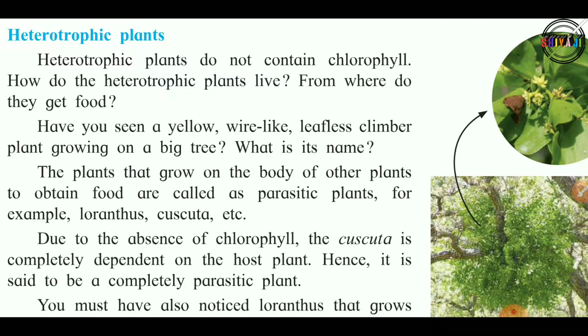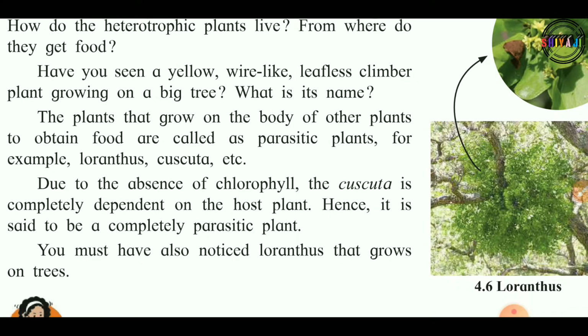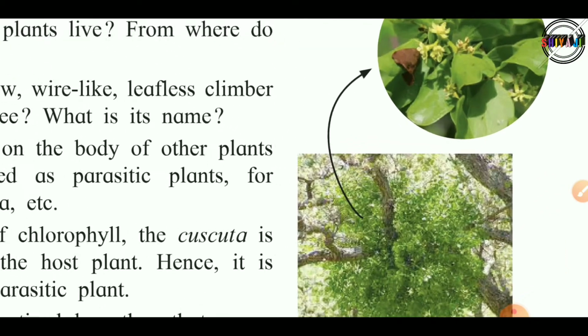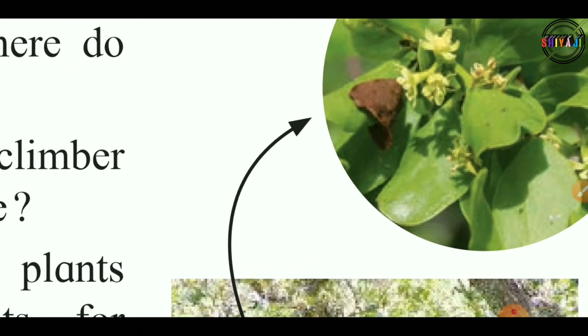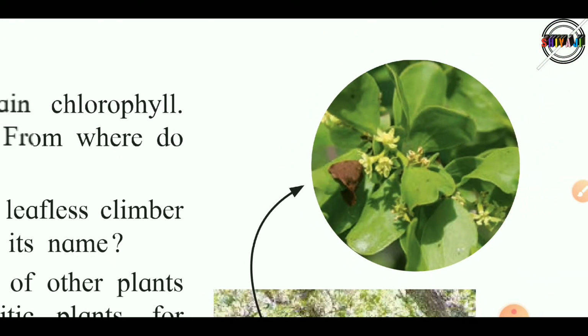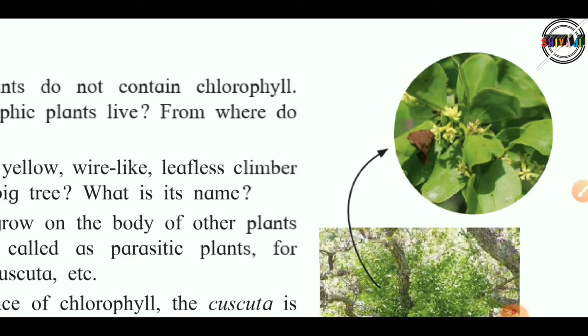How do the heterotrophic plants live? From where do they get food? Have you seen a yellow, wire-like and leafless climber plant growing on a big tree? What is its name? Here you can see the tree and the yellow climber on it. You know that this is a heterotrophic plant.